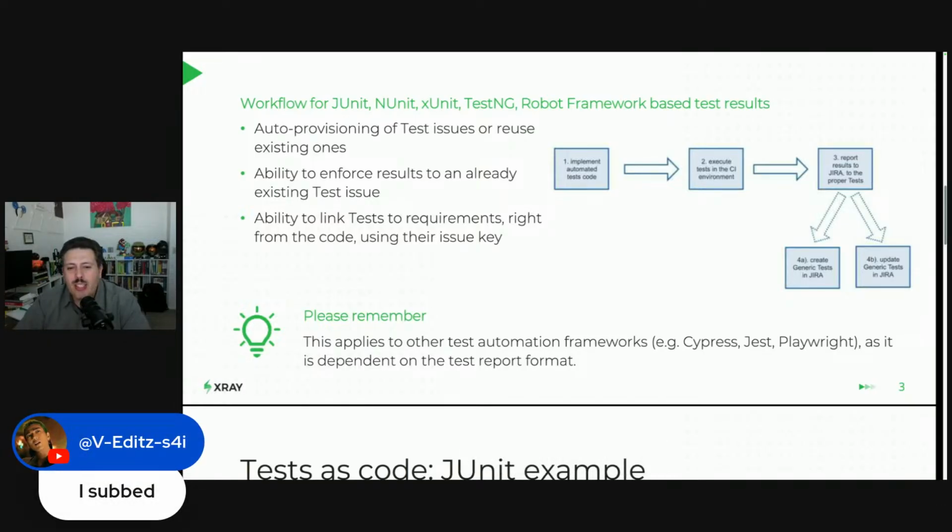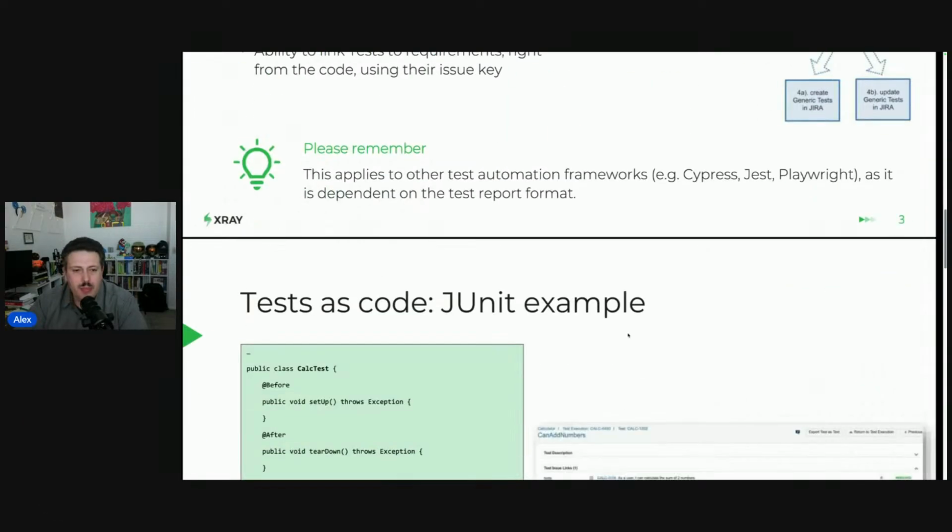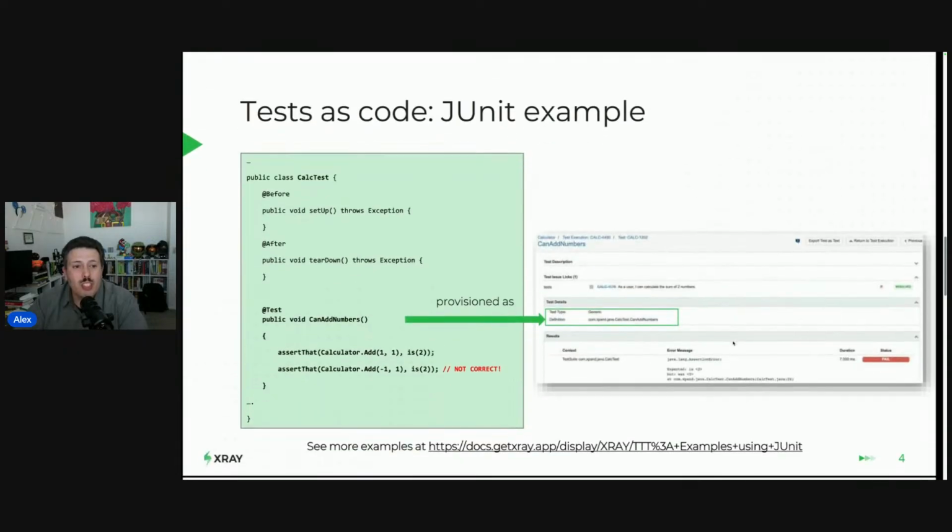This applies to the other test automation frameworks. For example, we have Cypress, Jest, Playwright, as it is dependent on test report format. So here's an example of a JUnit, right? So this is some JUnit code here. And when you bring it into Xray, it's going to look like this. You're going to have your test type, which is generic, because remember, we're bringing it from an external tool, or I guess in this case, code tool. And then you're going to have the description of it. So you'll see that it'll be in here.